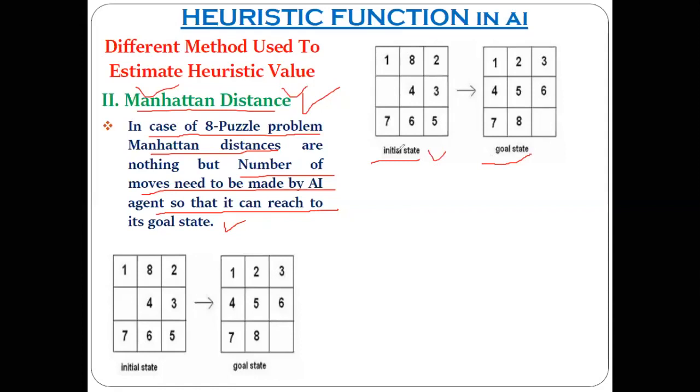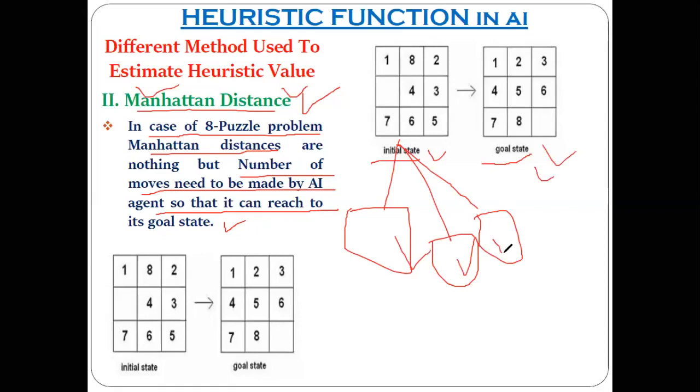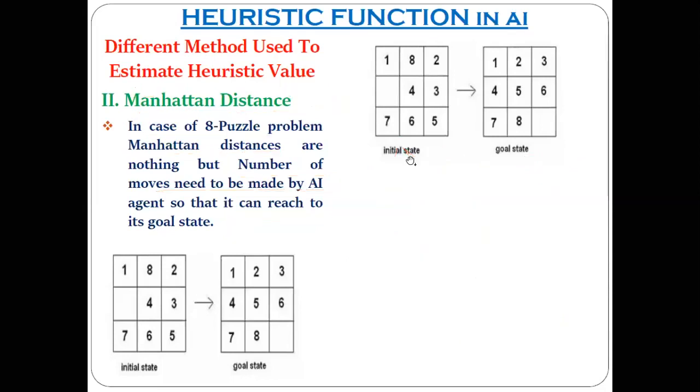And when you are exploring this initial state, same thing we have done like this. When you are exploring this state, again you compare this state with our goal state, this state with our goal state, this state with your goal state, and out of these three, whichever is the minimum, that you choose to go for the next path, correct? Yes, sir. So that kind of distance is referred to as Manhattan distance. Understood? That is one method that can be utilized to estimate the heuristic value.